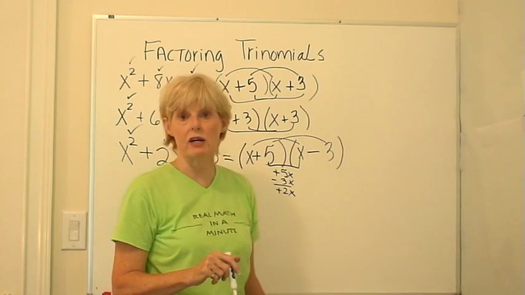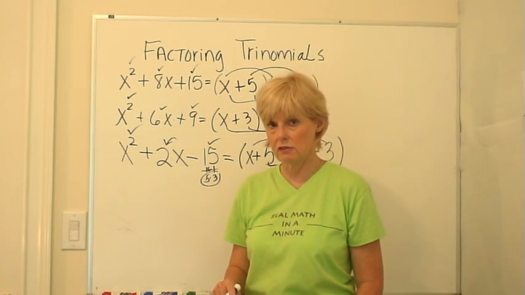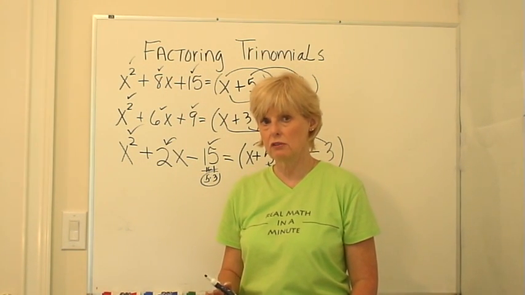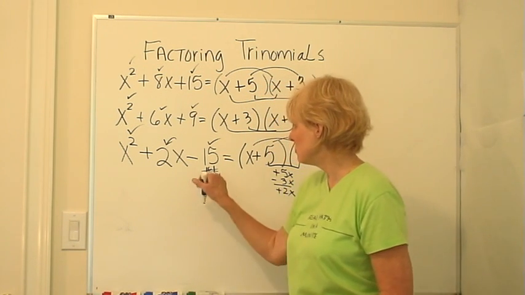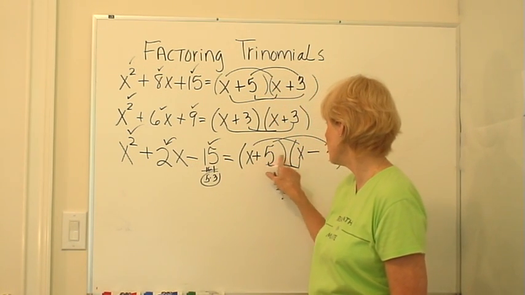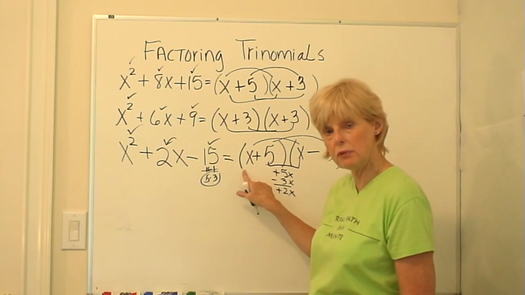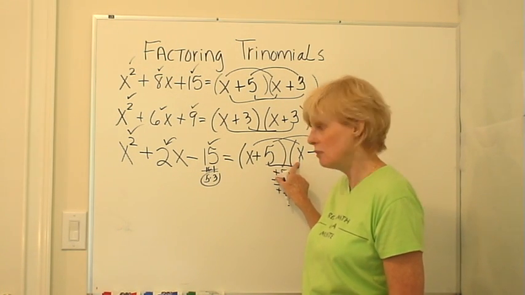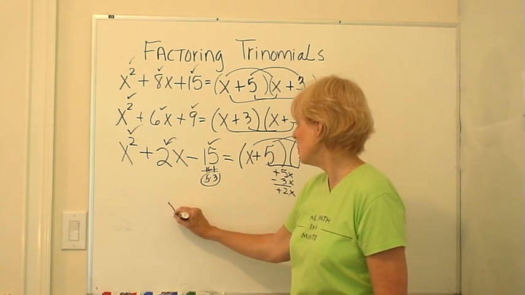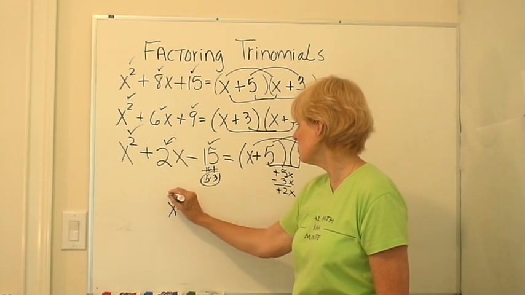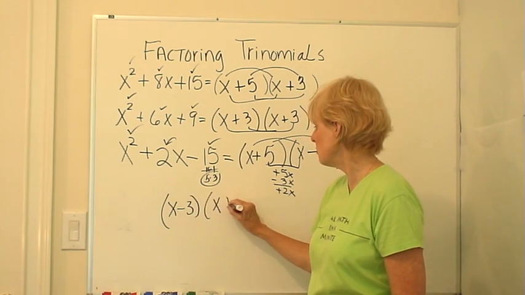So the sign is very, very important. All right? As soon as there's a negative here, these signs are going to be different. One is going to be positive and one is negative. Now somebody else on this problem might have put x minus 3 first and then x plus 5.